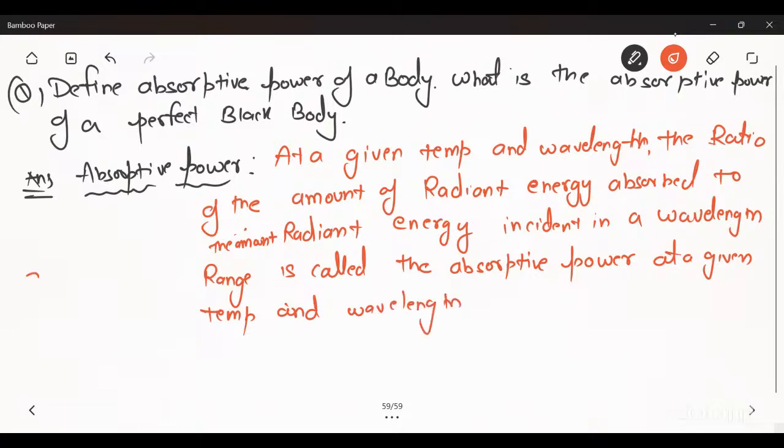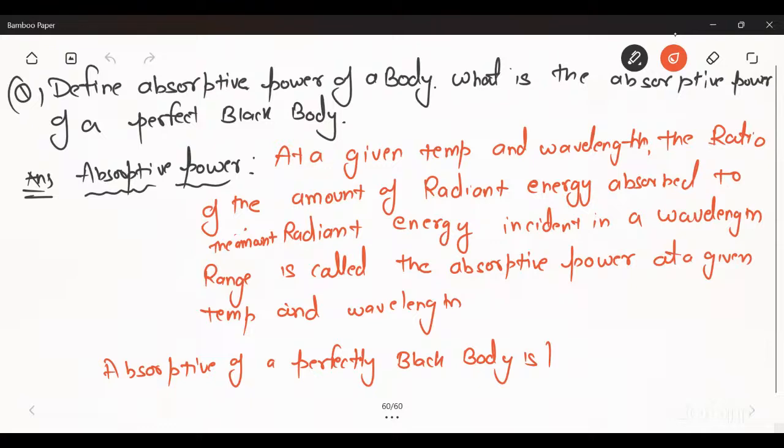Simply, the absorptive power is defined as the amount of energy absorbed to the amount of energy incident. This is known as the absorptive power of a body. Now, the absorptive power of a perfectly black body is always one.